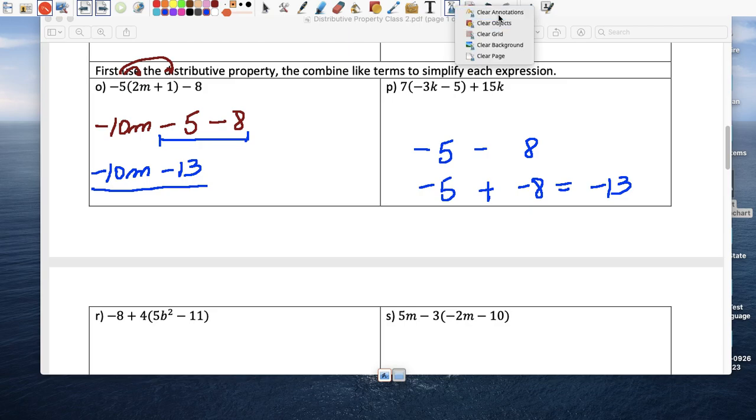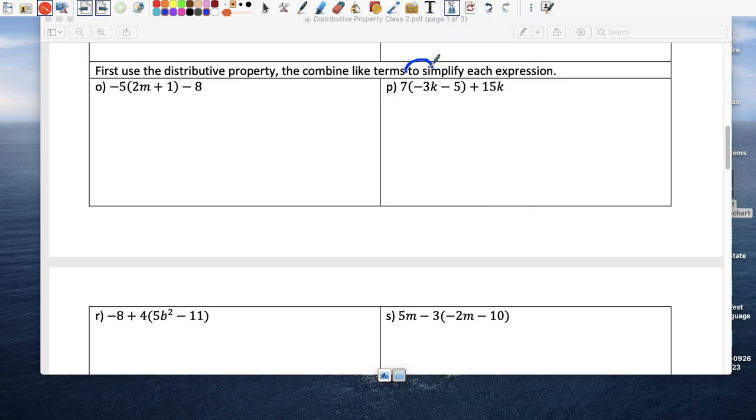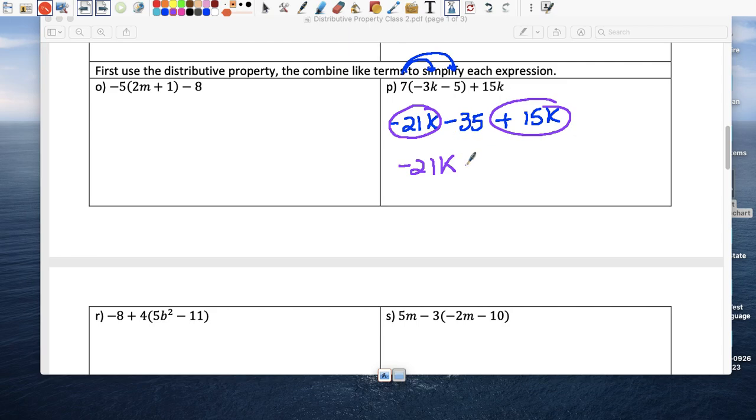Okay. Same thing. Positive 7, negative 3, it's negative 21k. Positive 7, negative 5, it's going to give me negative 35. And then plus 15k. Are there like terms? Yes. We have 2. So I'm going to circle this guy and circle this guy. And I'm going to rewrite the expression and have the like terms next to each other. So I got negative 21k plus 15k side by side, and then that negative 35 is going to be in the corner here, just waiting.